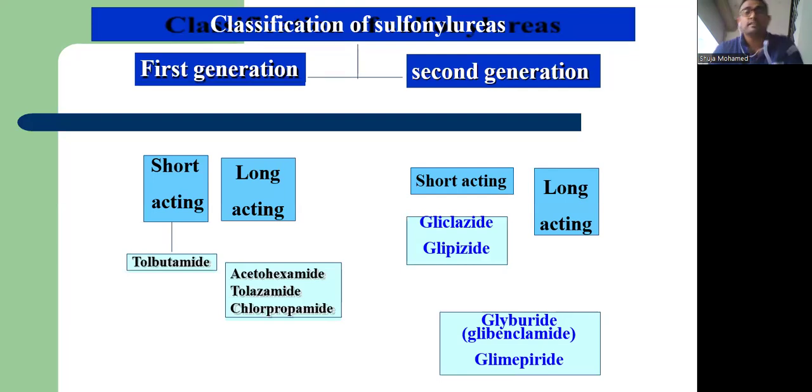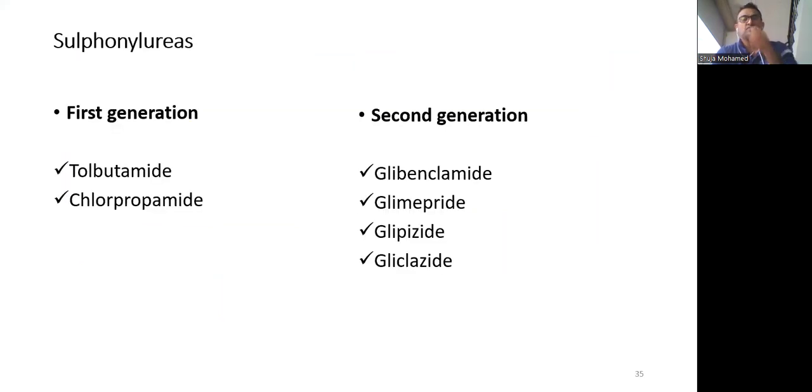So there are two generations, first generation and second generation. There are short acting and long acting. First generation: tolbutamide, chlorpropamide. Second generation: glibenclamide, glimepiride, gliclazide. Now they don't usually go for such drugs. Gliclazide and glipizide are commonly prescribed by general practitioners.